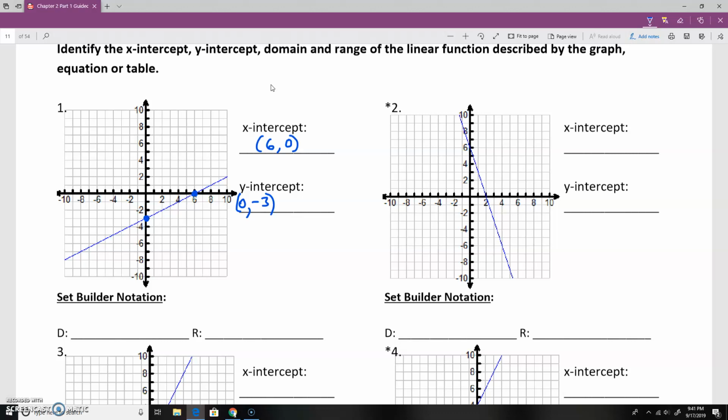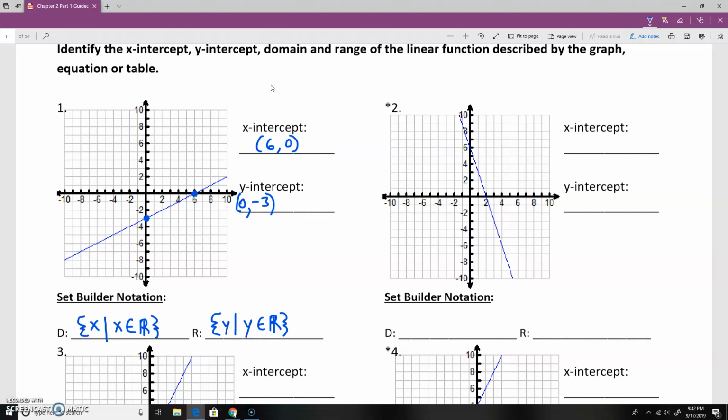Okay, now you notice down here it says D and R, that's domain and range. Now, it's asking for set builder notation. This is something you may or may not have seen before. But basically, the way we say all real numbers in set builder notation is we write a curly bracket, x such that x exists in reals. And that's what all those symbols mean. X such that x exists in reals means all real numbers for x. Now our range, we write a curly bracket again. We do y such that y exists in reals, because y can be any real number.